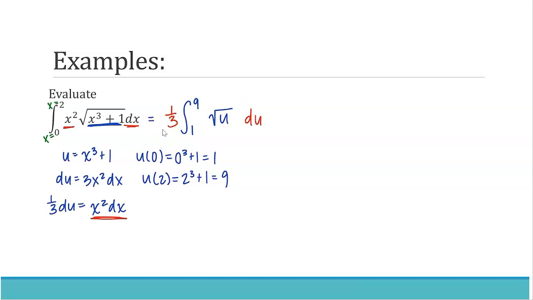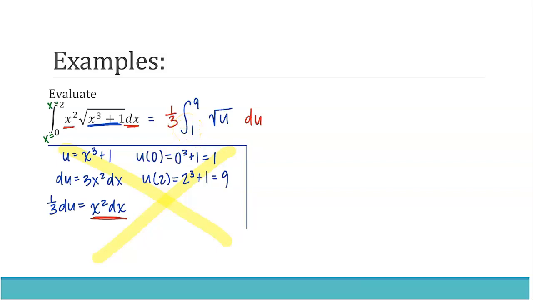And so now the benefit of changing them into u's is that I actually don't have to care about this information at all anymore. Now, this is just like its own fundamental theorem of calculus problem. I can simply find the antiderivative of the square root of u, and then plug in 9 and plug in 1 and subtract them, and that's my answer.